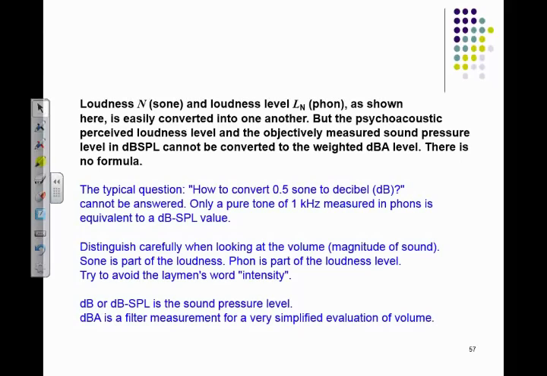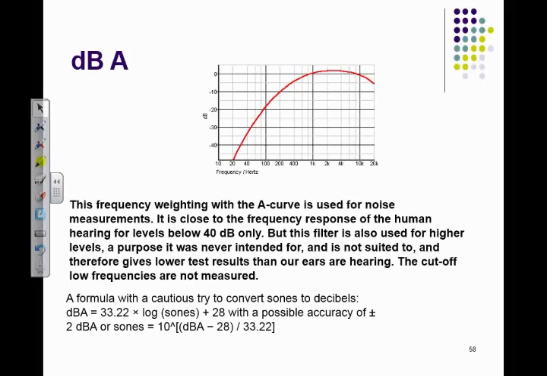Distinguish carefully when looking at the volume, that's the magnitude of the sound. The sone is part of the loudness, phone is part of the loudness level. Try to avoid the layman's term intensity. dB or dB SPL is the sound pressure level, obviously, and dBA, you probably have heard of that, is a measurement for a simplified evaluation. I'm sure you all have seen the filter of a dBA.